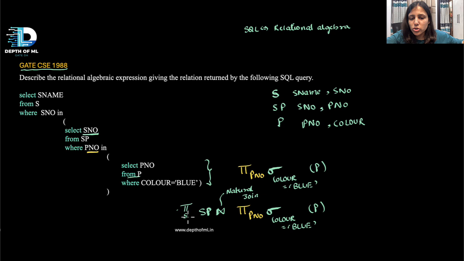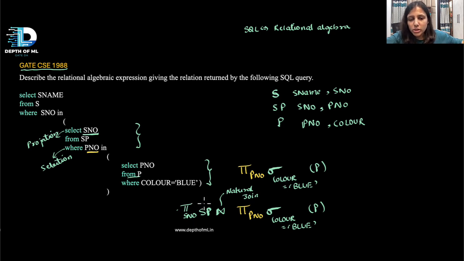So we'll do selection of SNO, or you will say projection. This select is synonymous to projection in the relational algebra, and where is basically selection, right? So we have written till here, right? This is done. Now here you are projecting SNO. Now your query is that you have to select S name from S where SNO in, right?